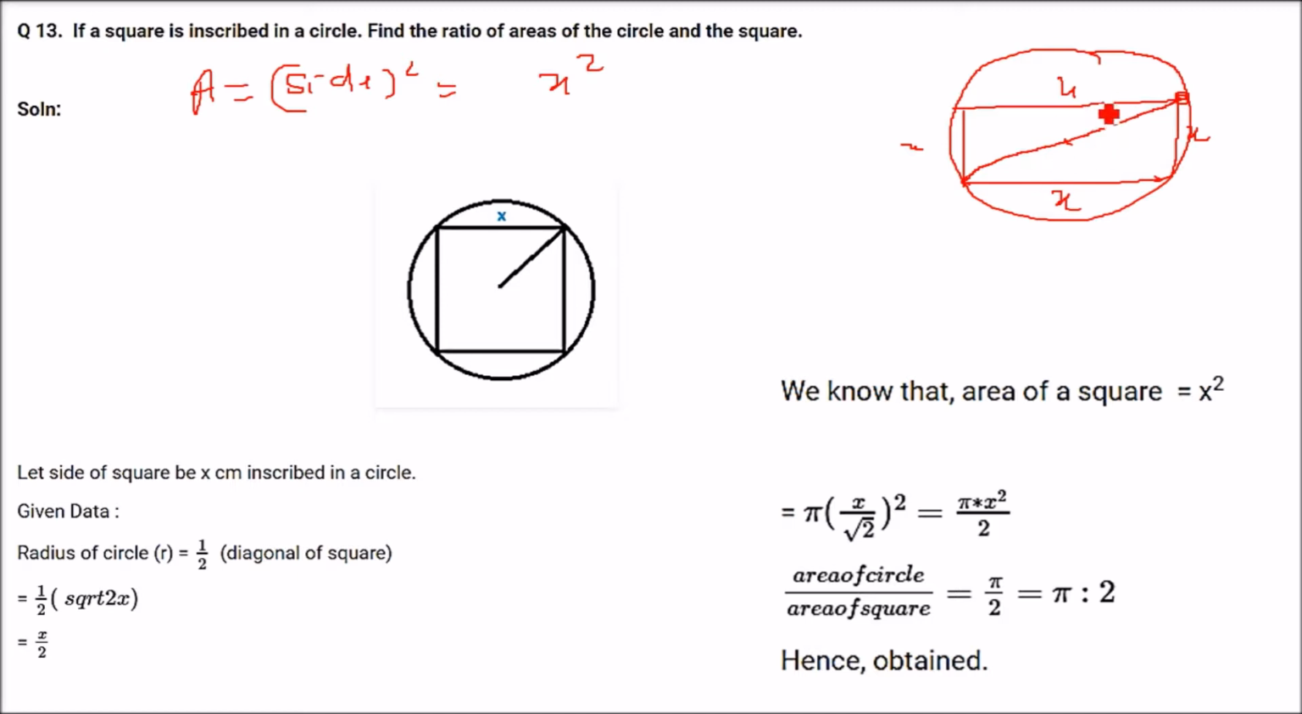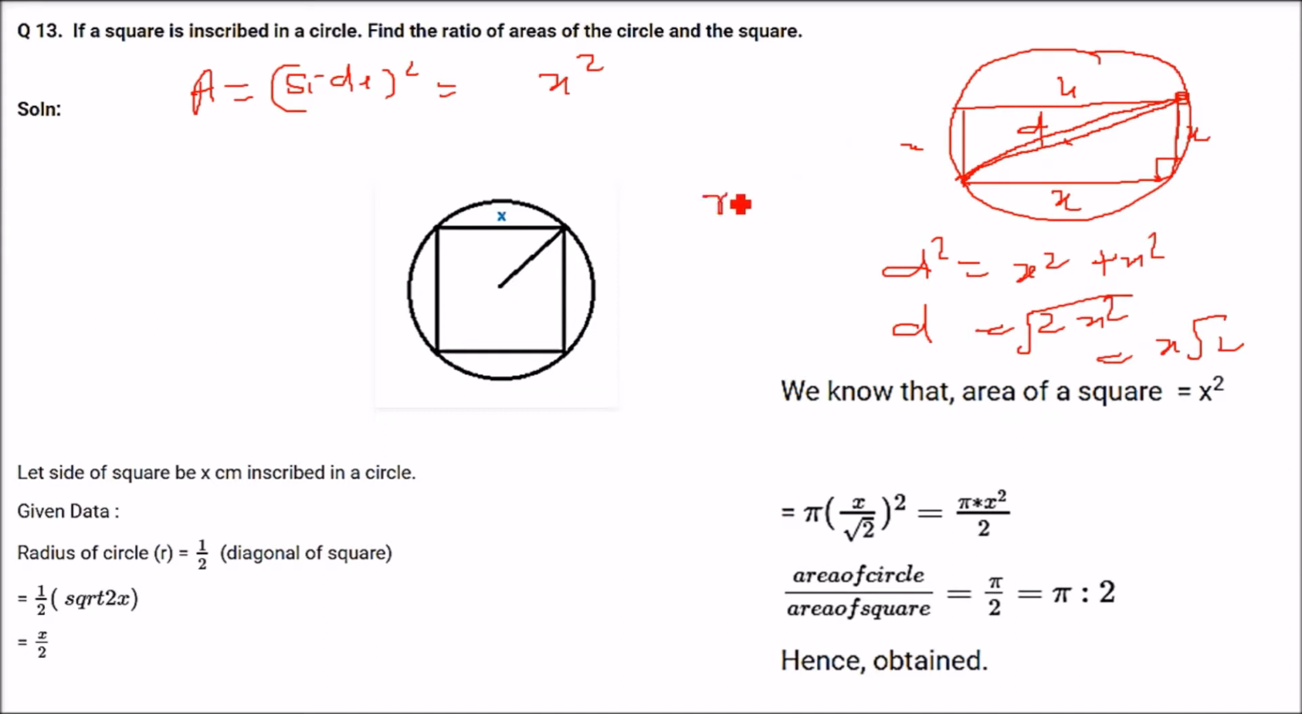Now for finding the area of this circle, we have to find this diagonal. If this is d, this is x, this is x, and this is 90 degrees, we'll use the Pythagoras theorem. D square will be equal to x square, this side, plus x square, this side. This is going to be 2x square. So d will be equal to under root of 2x square. X will come out, so x root 2. This is the diagonal.